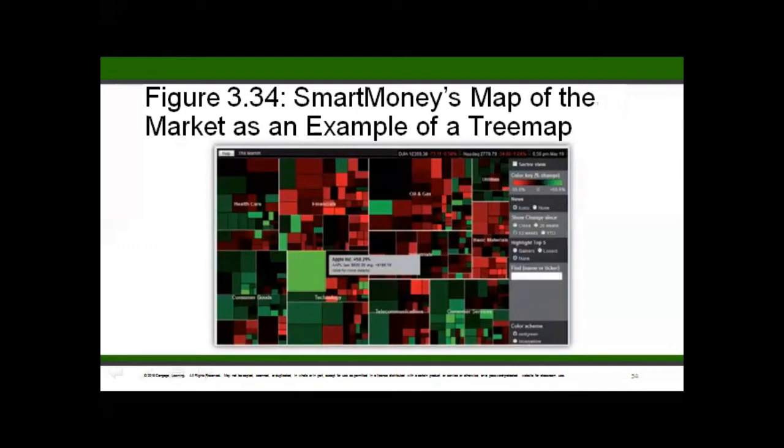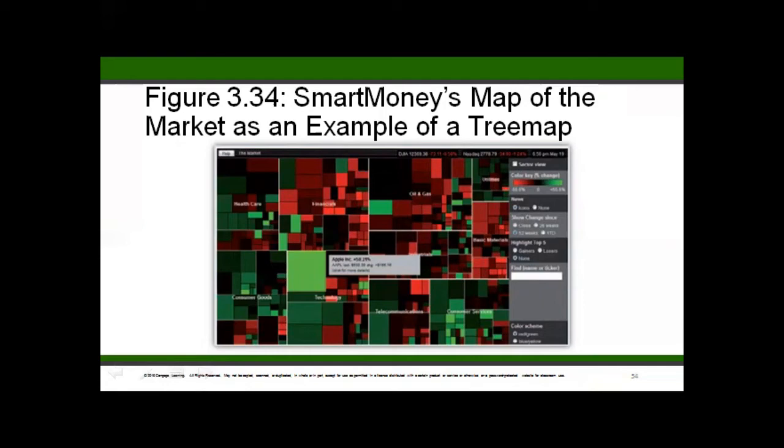SmartMoney's map of the market, as shown in this figure, is a tree map for analyzing stock market performance. In the map of the market, each rectangle represents a particular company. Apple is highlighted in this figure. The shading of the rectangle represents the overall performance of the company's stock over the previous 52 weeks.